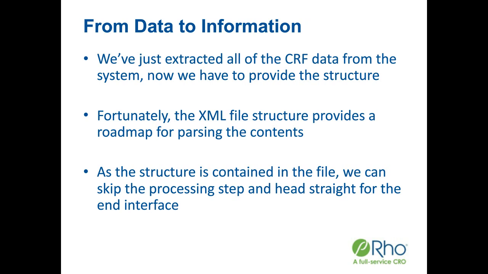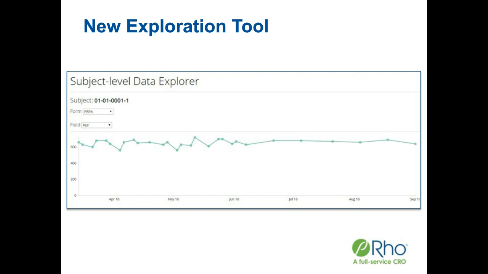So that's data. Moving to information, we have basically extracted the entire data from a single subject from the system. Now we have to provide the structure to translate this to information. Fortunately for us, that particular XML file structure provides a roadmap for parsing the contents. And as the structure is contained in the file, we can skip any processing which requires intimate knowledge of the contents and head straight to the end interface. This is just a graphic representation of a soup-to-nuts XML to data exploration tool with no pre-processing required.